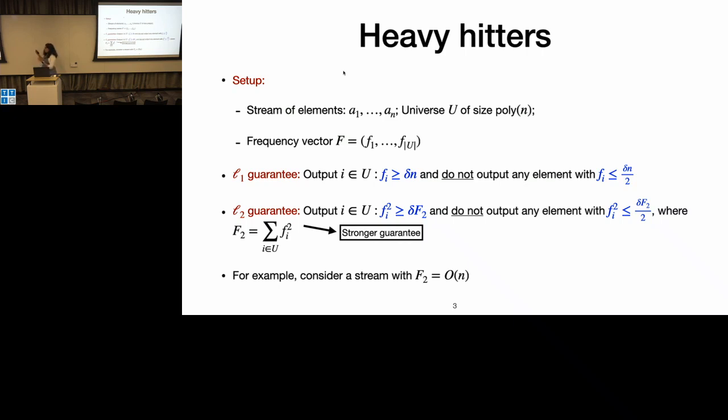So for the same constant factor, the L2 guarantee asks you to find an element which occurs in a negligible portion of the stream. It has a frequency of only square root of n when the length of the stream itself is n, but the first guarantee asks you to find something that occurs in a constant fraction of the stream. So in that sense, the L2 guarantee is typically harder to achieve compared to the L1 guarantee. Does that make sense? And for the purpose of this talk, I'm going to be focusing on the L2 guarantee.